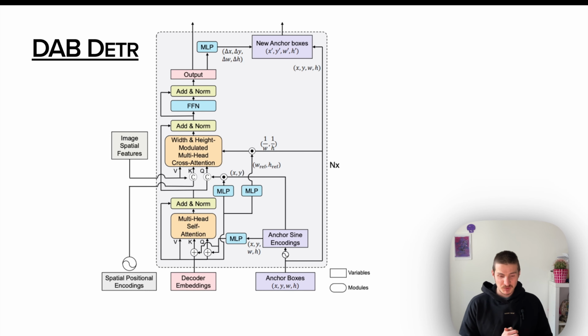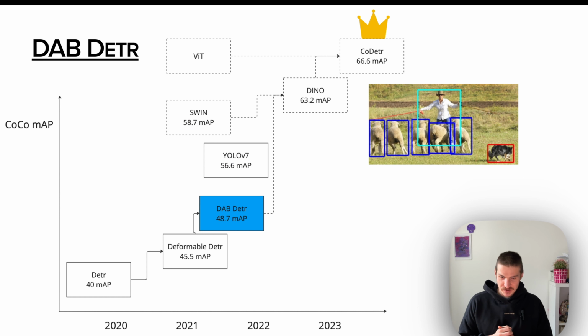Hello, welcome back to my computer vision series. Today we are going to talk about DAB-DETR, or DETR with dynamic anchor boxes. So if you are unaware of what that is and where that stands, here's a little diagram to help you out.